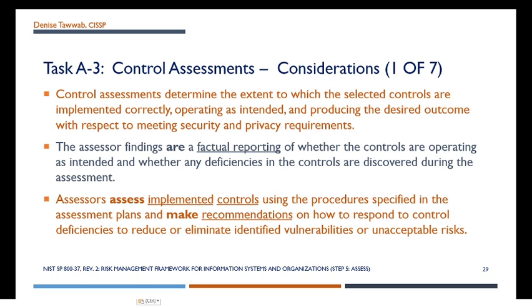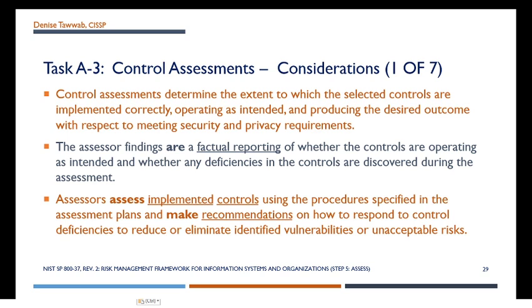Control assessments determine the extent to which the selected controls are, let's say it together, implemented correctly, operating as intended, and producing the desired outcome with respect to meeting security and privacy requirements. That's what you're doing when you do a control assessment. The assessor findings are a factual reporting of whether the controls are operating as intended and whether any deficiencies in the controls are discovered during the assessment. Are they working right, and did you find any deficiencies?